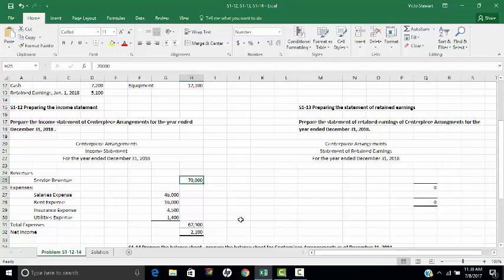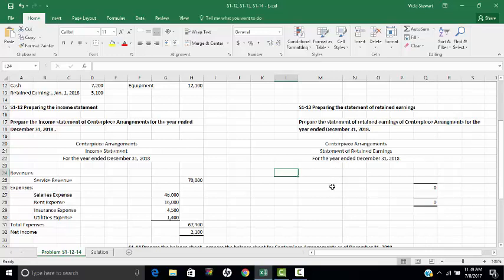Okay, so that is the end of the income statement, and we have to do that one first before we can actually complete the statement of retained earnings, which is going to be our next statement that we're going to complete for exercise S113. And I want to go over the heading again to remind you that it's who, what, and when. So it's centerpiece arrangements, statement of retained earnings, and this one is also for the year ended December 31st, 2018. This is always going to be for a period of time.